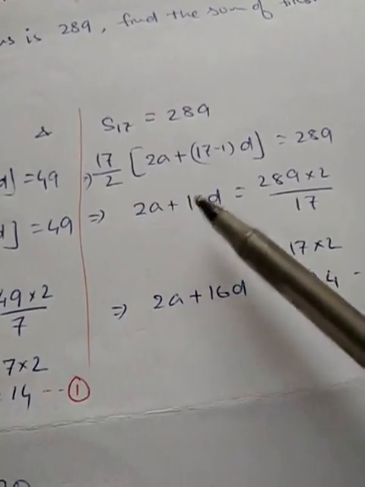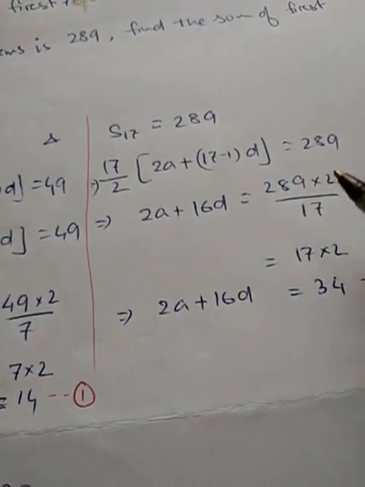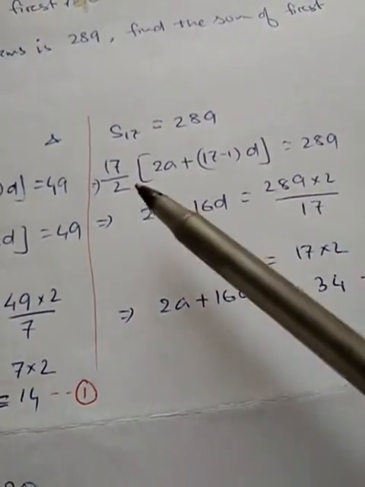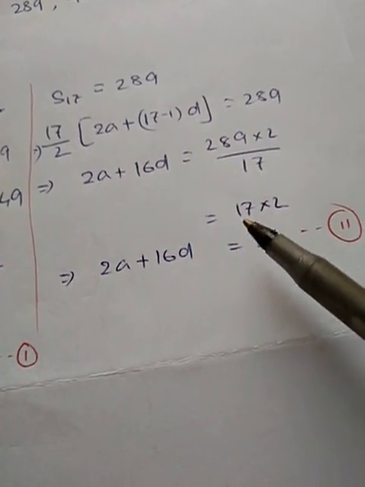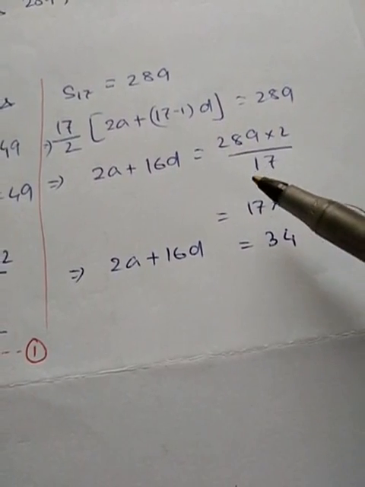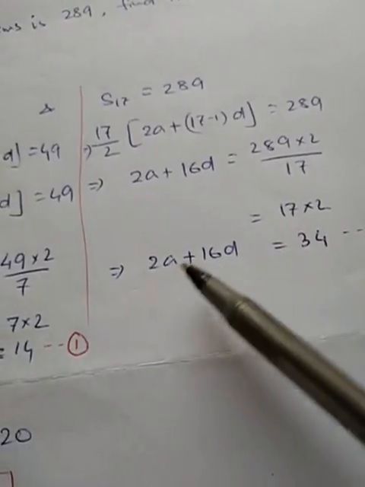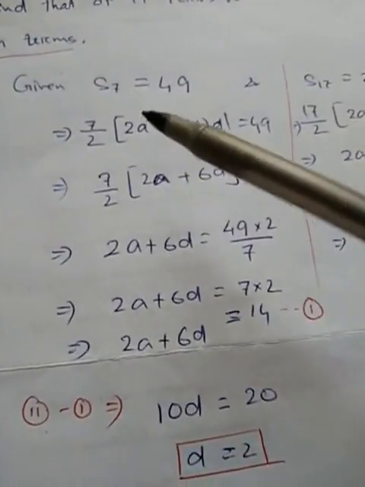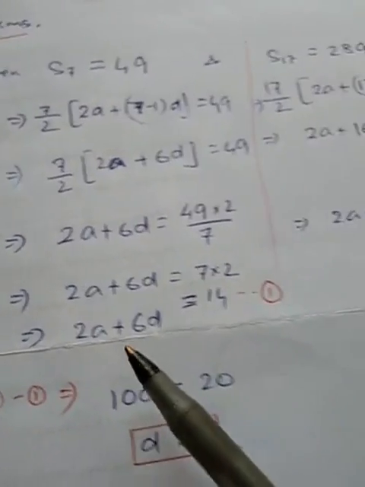Simplifying, 2a plus 16d, this 17 by 2 is shifted to the right side, 289 into 2, this 2 will come up and 17 will go down. So simplifying, if we cancel 289 by 17, 17 is left. So 17 into 2, 34. So this is one equation, and here also in the same way simplifying, we will get the first equation. Now using the elimination method, we have to solve the first and second equations.